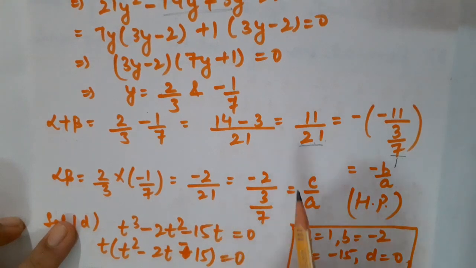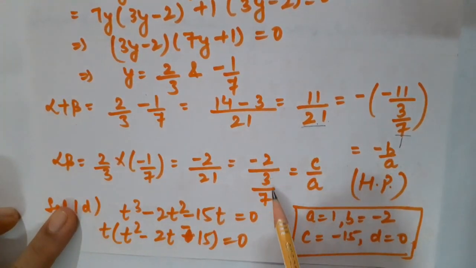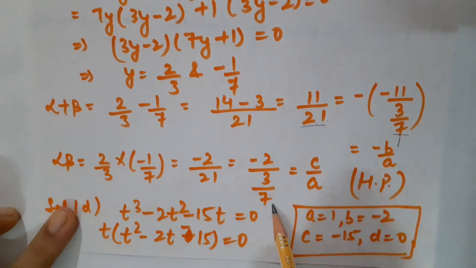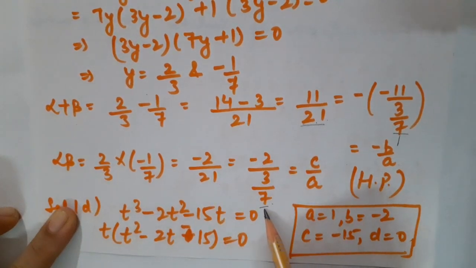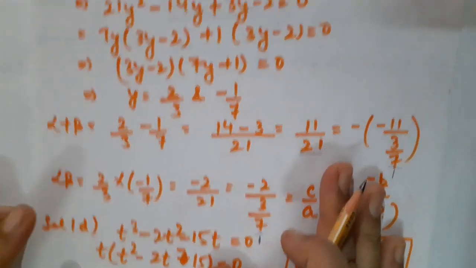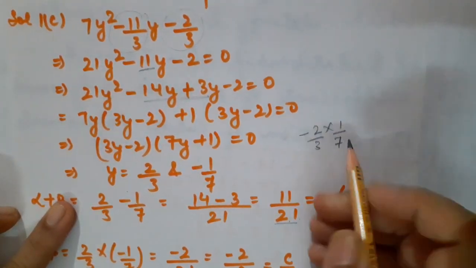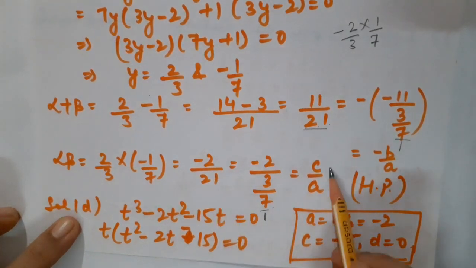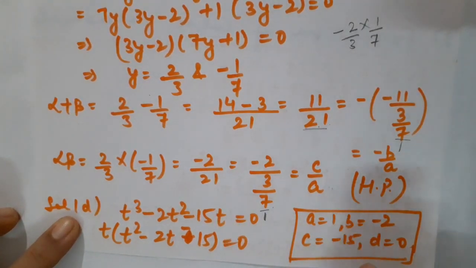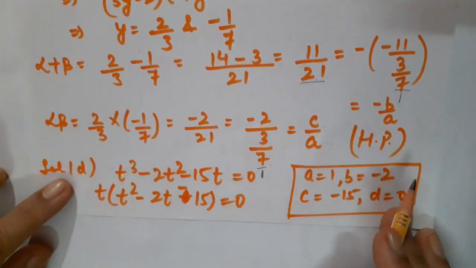In the same manner, children, this is minus 2 upon 21. I have written minus 2 upon 3 upon 7. Okay, so it will become minus 2 upon 21 again, because below 7 you will be writing 1. So you will be getting minus 2 upon 3 into 1 upon 7, so ultimately you will be getting minus 2 upon 21, that is equal to c by a. Got it?